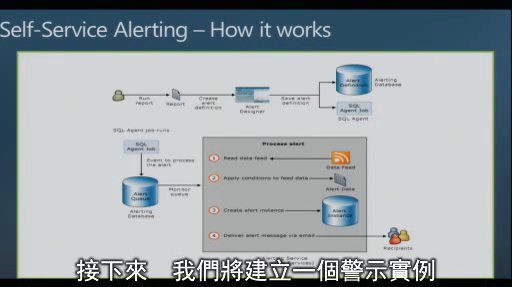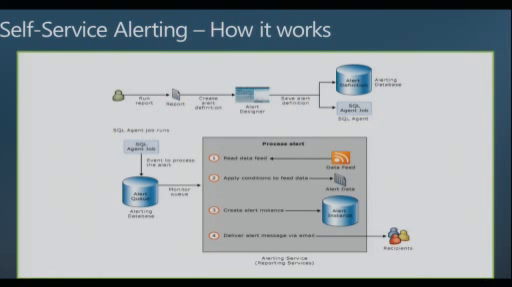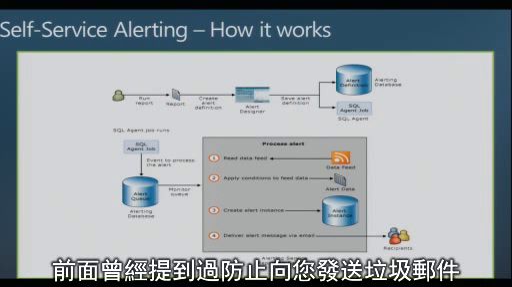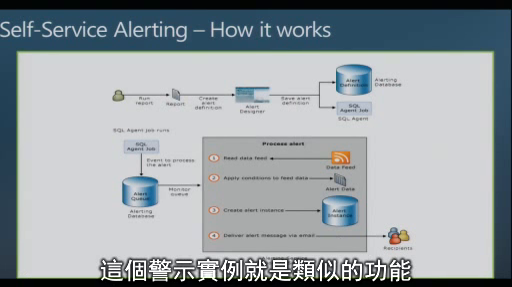Next we're going to create an alert instance. This allows us to know, hey, this alert was created and this was the data that we had inside that alert. That's important. Remember when we talked about that feature that allows us not to spam you? If the data did not change, we would not send you a duplicate message. Well, this alert instance is one of the capabilities that allows us to do that.